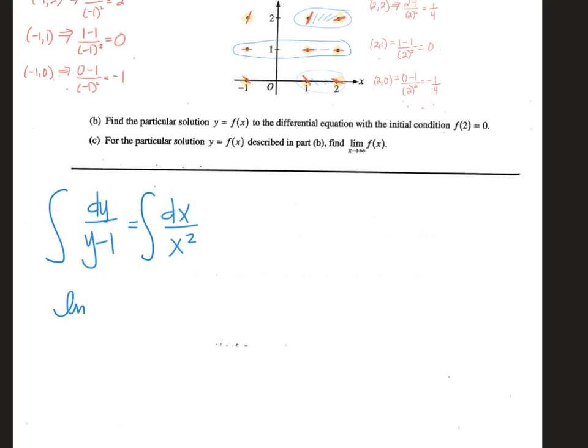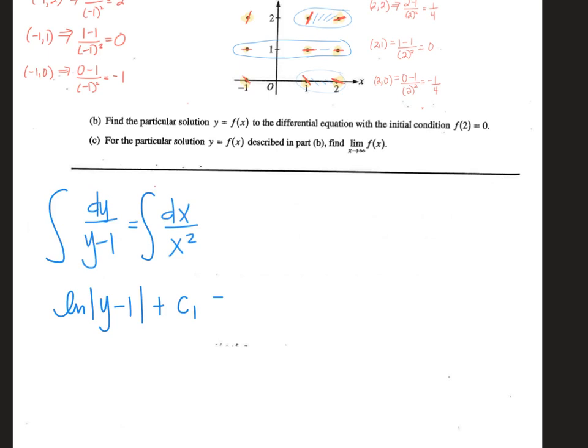This is the natural log of the absolute value of y minus 1 plus the first constant. The other side is not the natural log. Sometimes people mistakenly think that it must be the natural log of x squared since I did the natural log on the other side. But that's not true.